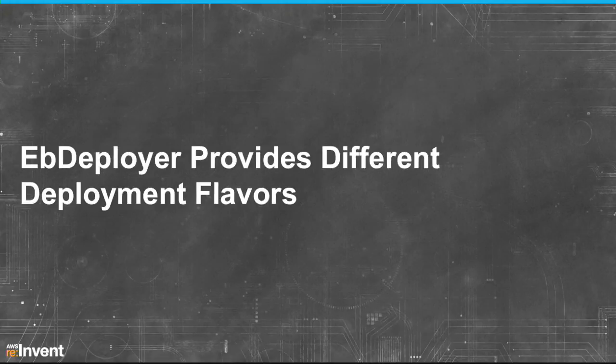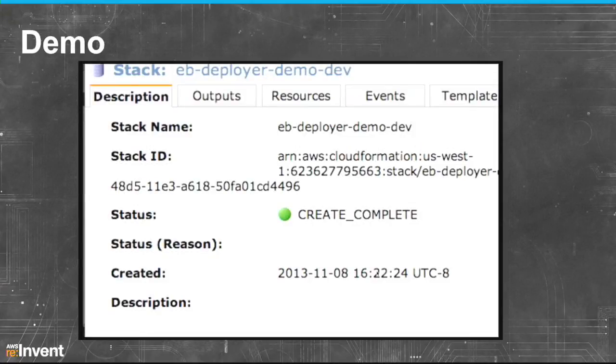So then after this, you can go to the Elastic Beanstalk console to check how the value is set there.